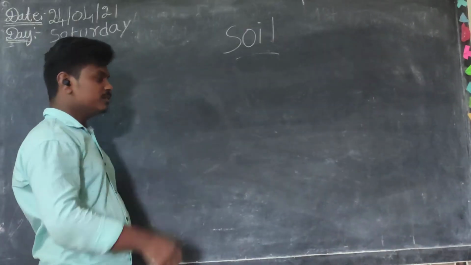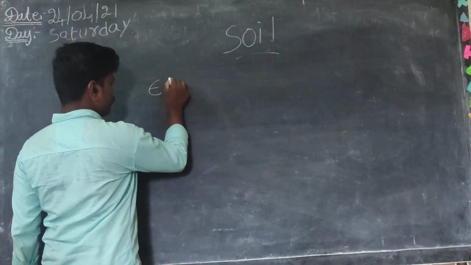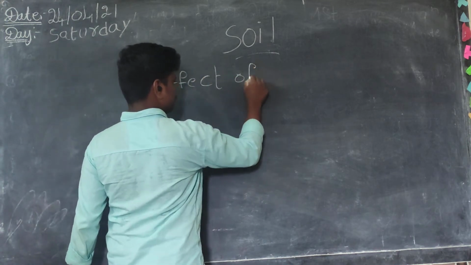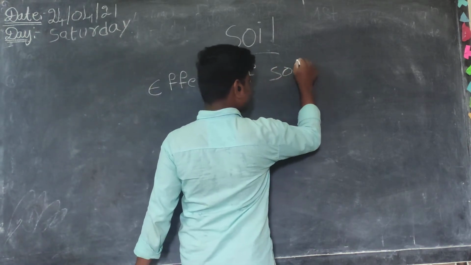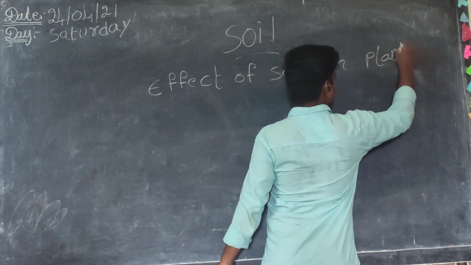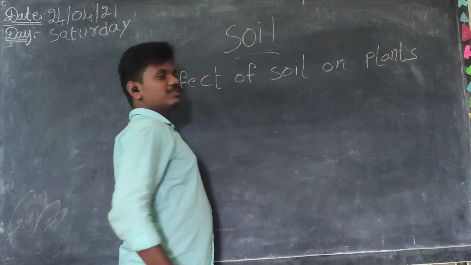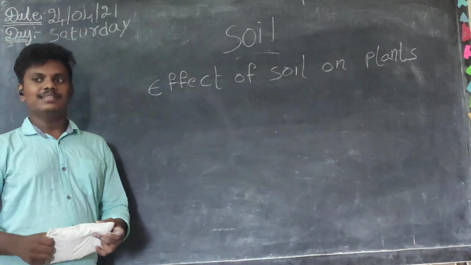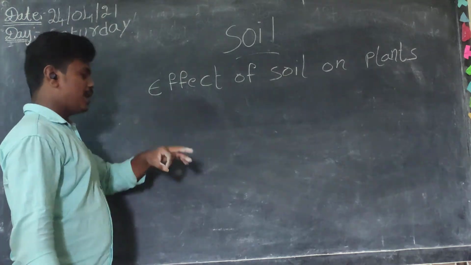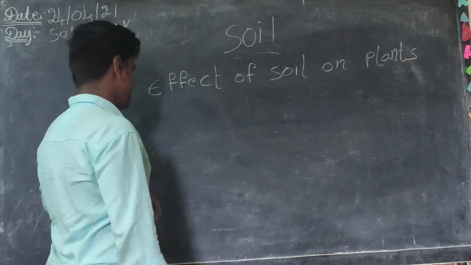What is the next topic? Effects of soil on plants. So we already discussed that we have three types of soils, right? Those three types of soils have water holding capacity.